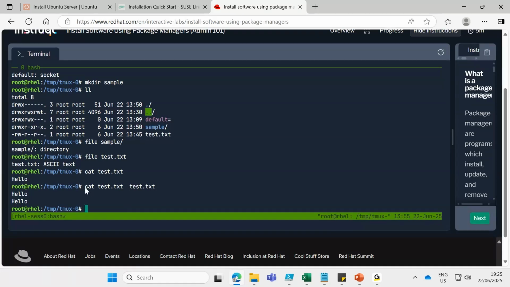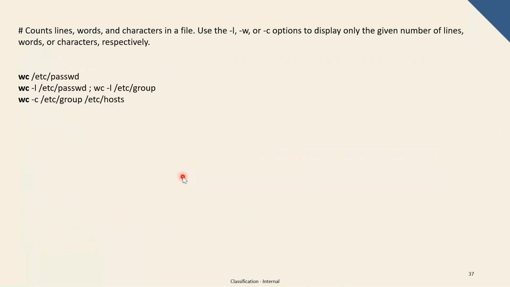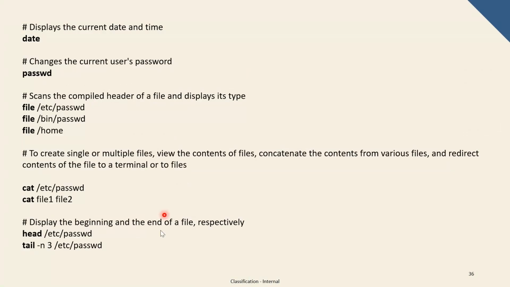So cat is the command, test.txt is the file name. I am giving the same file name again so that we can get two contents. So cat will work on multiple files, that's what I mean to say. Cat is the command to get the content of the file. You can pass multiple files in the cat command. It will read the content and display it in the console terminal. Is it clear? Yes. Yeah, thanks.